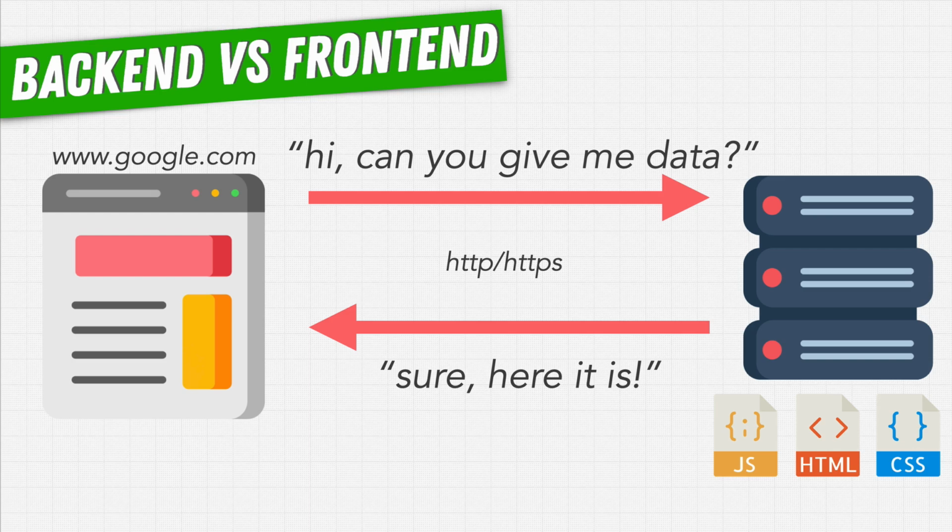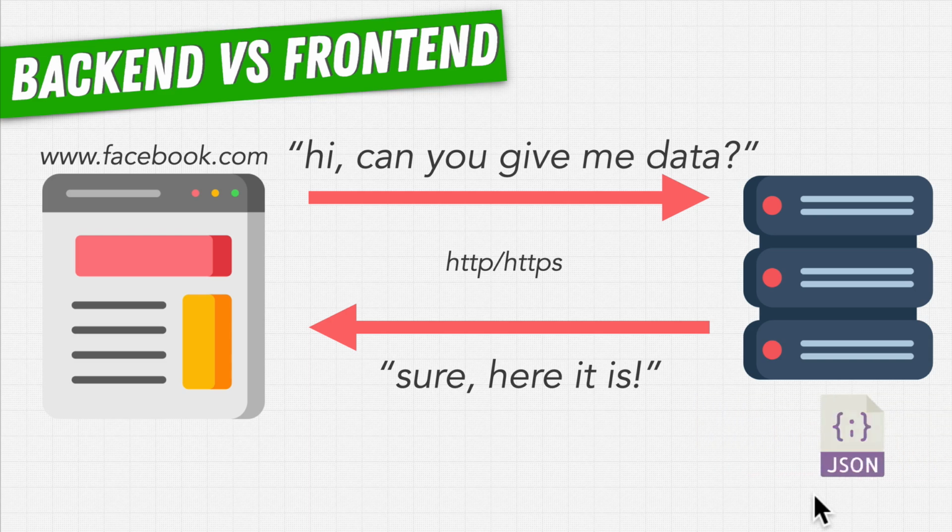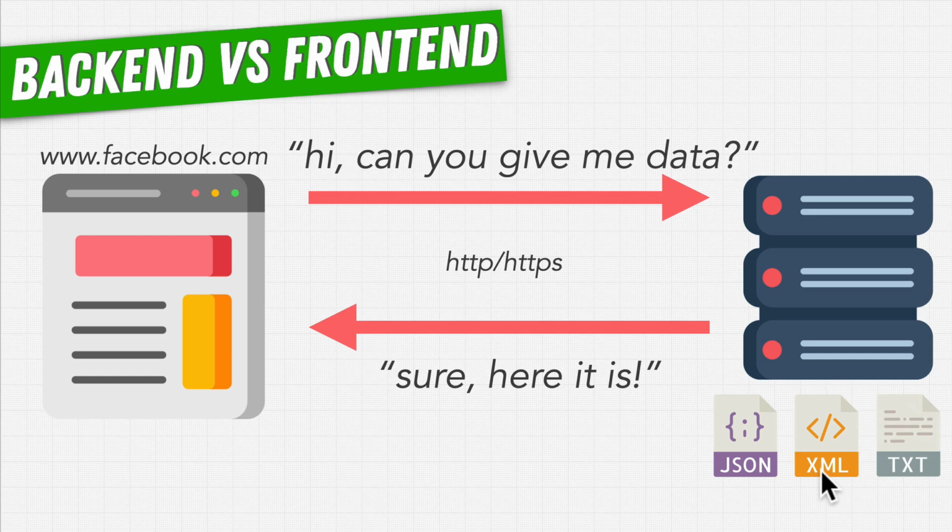All right, but say we load Facebook.com instead, and we have a page that's more dynamic. We might ask the server, hey, I just logged in. Can you give me the data for my user and the data for my friends? And the server is going to say, no problem, here it is. But rather than sending that data in files that are static like we saw before, it could send the data back in a number of formats. The data could be JSON or XML, or even just plain text data.